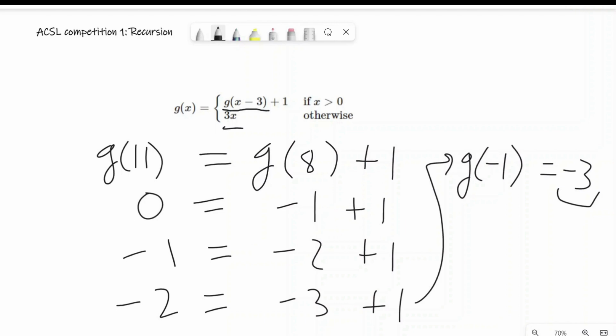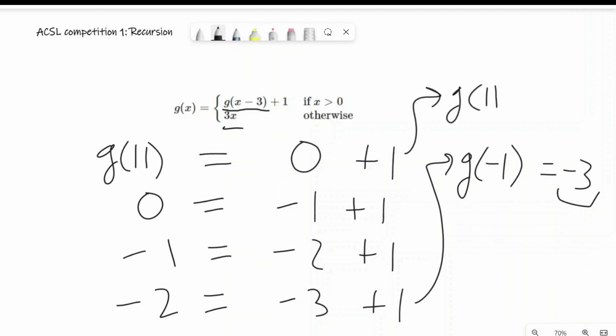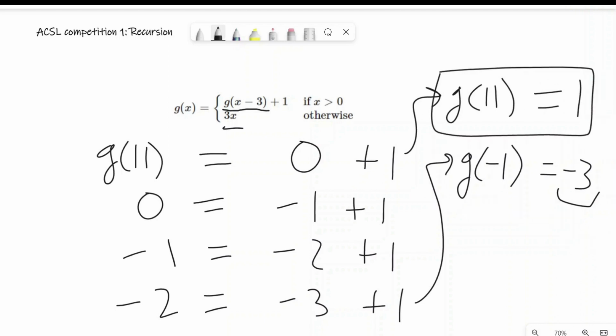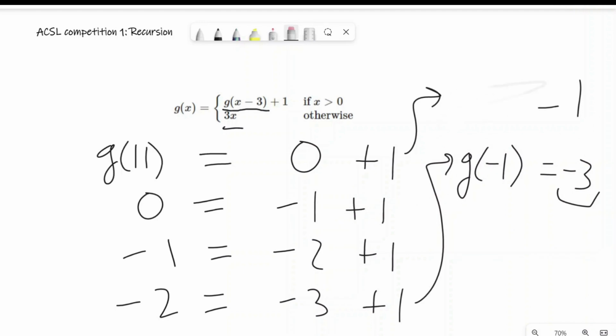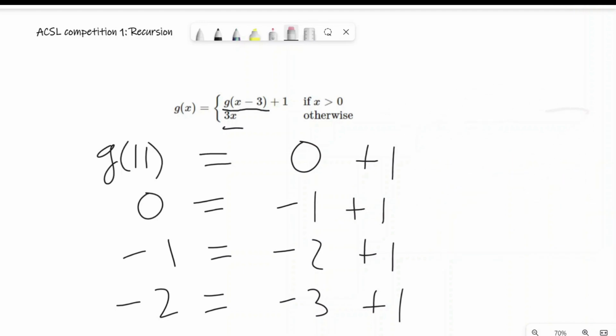And finally, we know that g of 8 is 0. So 0 plus 1 is 1. And now we know that g of 11, which was what we were asked for, equals 1. And this is how you would solve that. Okay, now let's move on to a slightly more complicated example in the next problem.